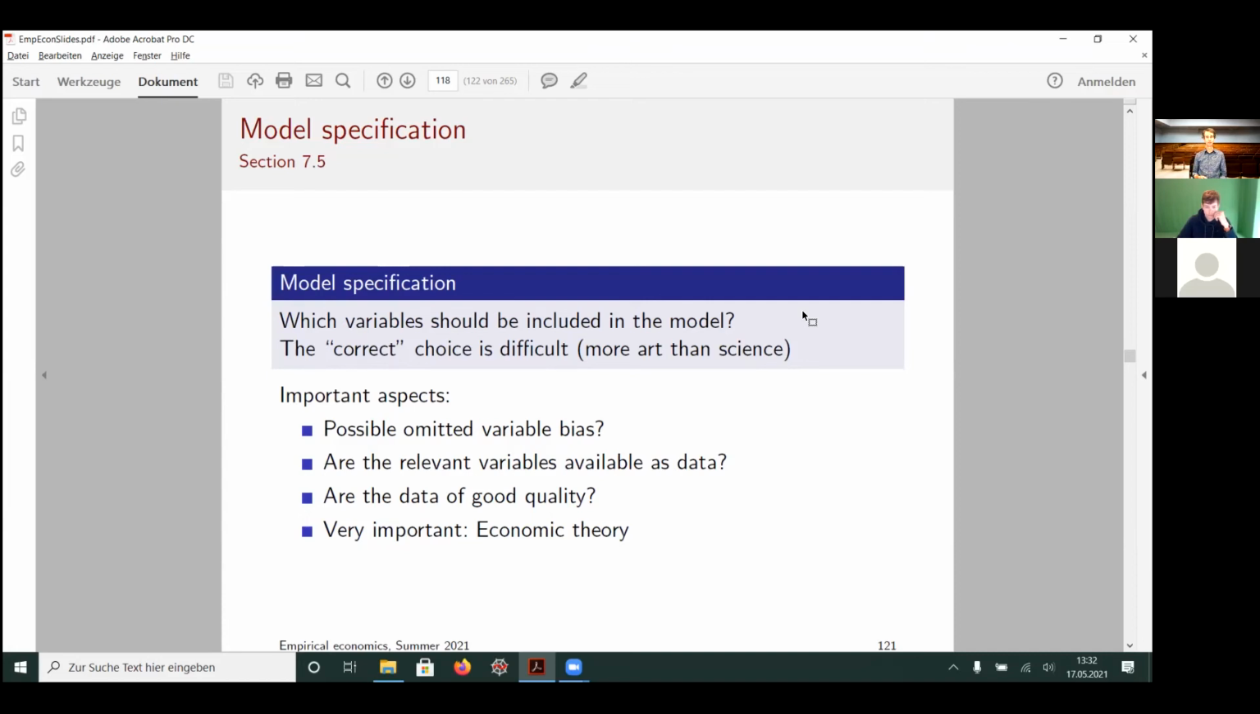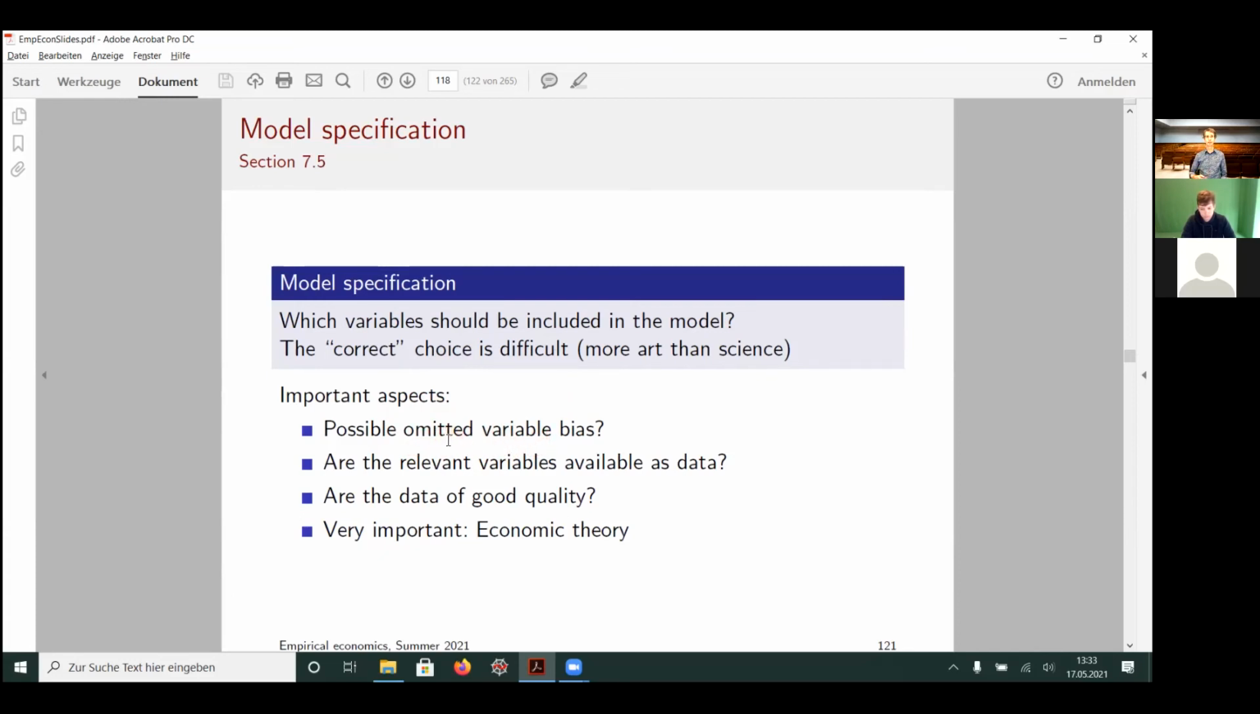So it has a lot to do with understanding the substantial issue of the problem at hand. You should understand a lot about the economics and about economic theory that's going on in the model you're investigating. And there are a number of aspects that you should consider, and we are actually doing that in the tutorials all the time, aspects that you should consider when you think about model specification. So the first important aspect is, are there omitted variables? And might omitted variable bias be a problem?